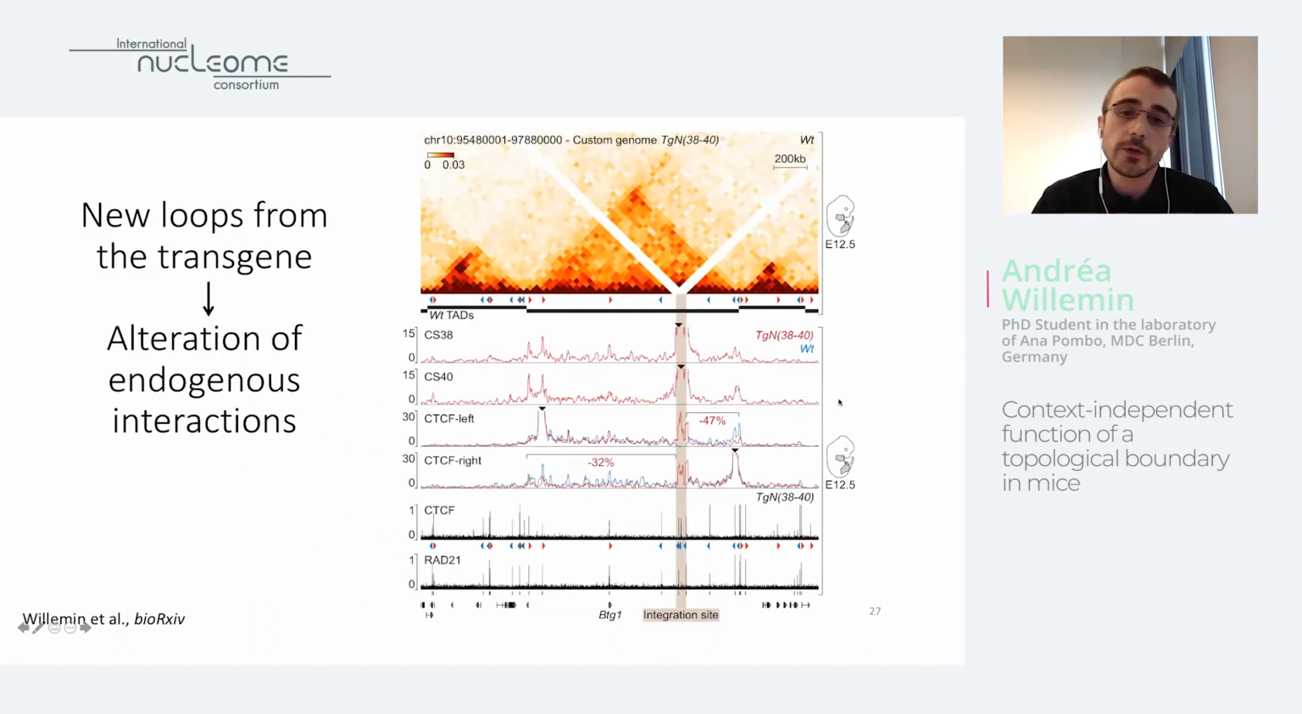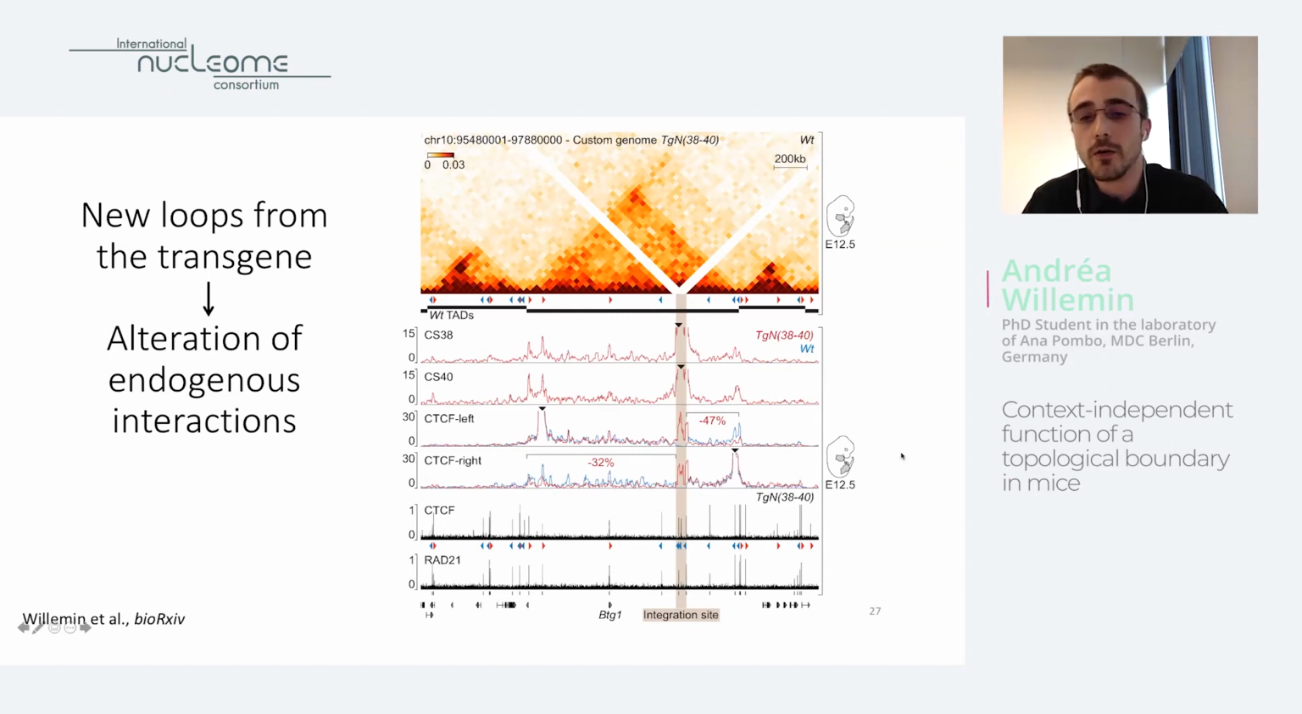So first, to score contacts established by the transgene, we performed 4cSig using viewpoints located either within the CS38 or CS40 elements of the construct. And by doing so, we could detect interactions that were mainly restricted within the limits of the welcoming TAD with maximum contact frequencies towards CTCF sites located within this TAD, among which those of the domain's boundary.